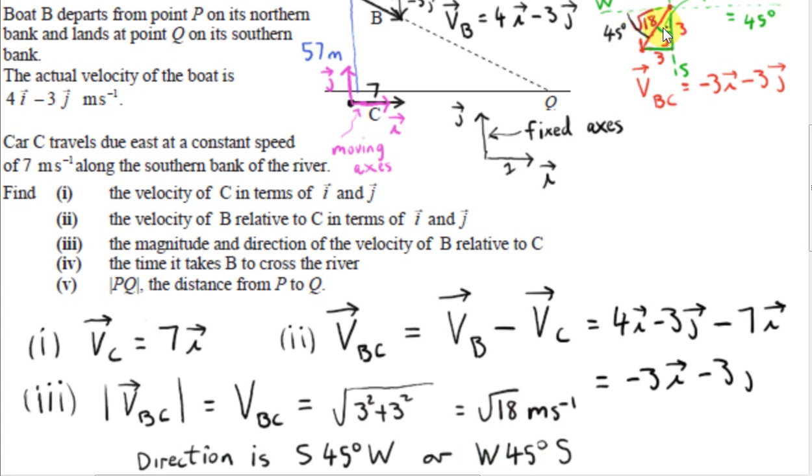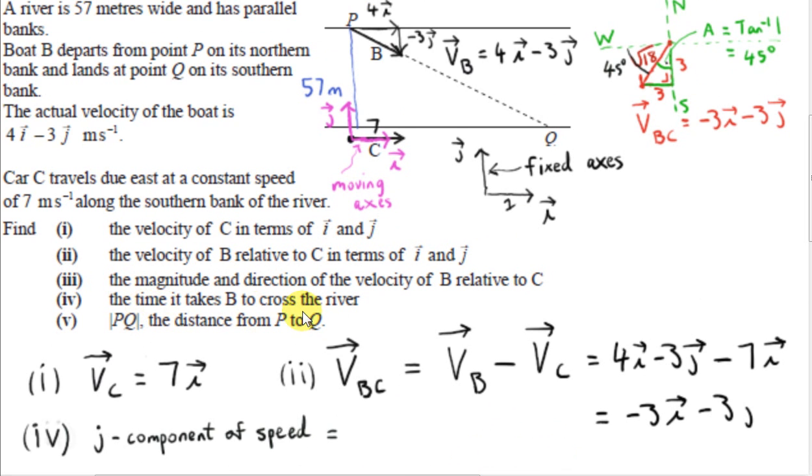This one here, they happen to be the same in this situation. So if we use this angle here, we're facing west, but we're veering 45 degrees south. And if we use this first angle, we face south and veer 45 degrees west. So we say south 45 degrees west.